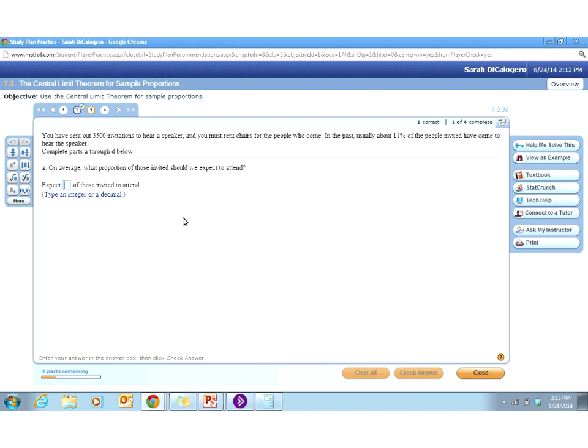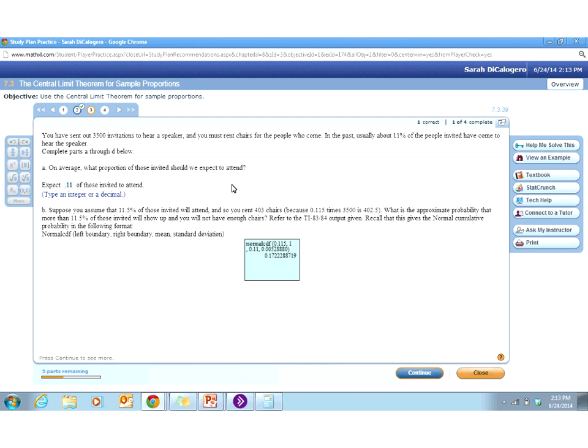Let's look at number 3 on here. You sent out 3,500 invitations to hear a speaker, and you must rent chairs for the people who come. Usually about 11% of the people invited come. On average, what proportion of those invited do we expect to attend? The first time I did this problem, I kept trying to give them a number, but they want the proportion, which is about 11% come. So my proportion is going to be 0.11.